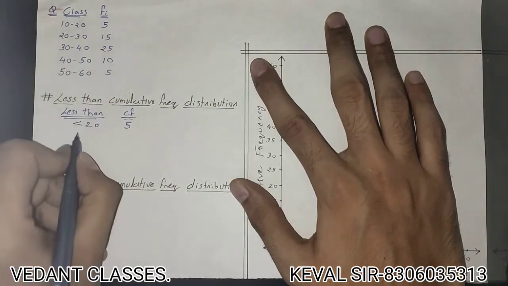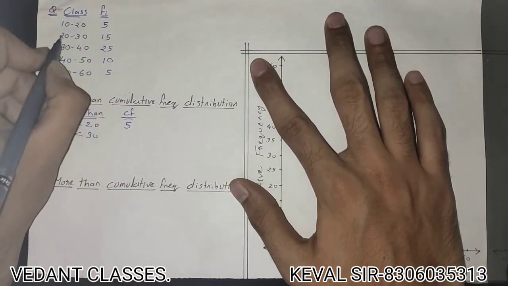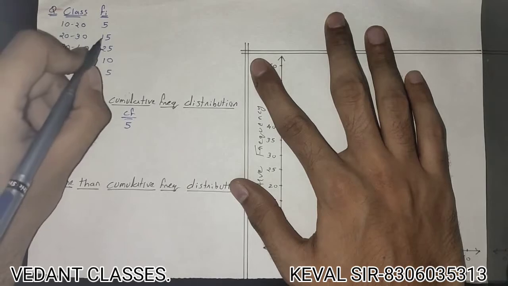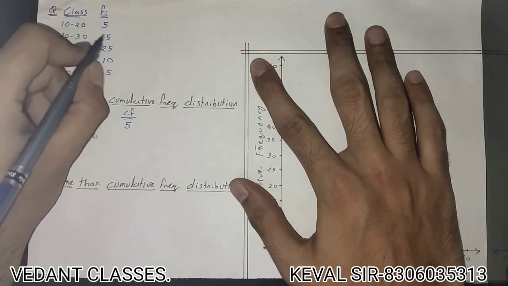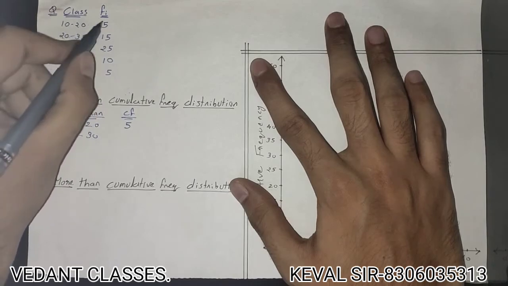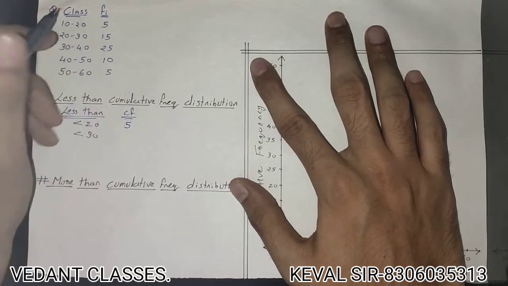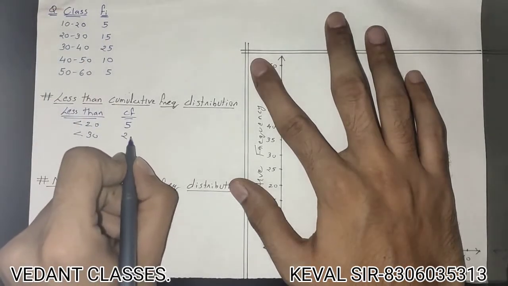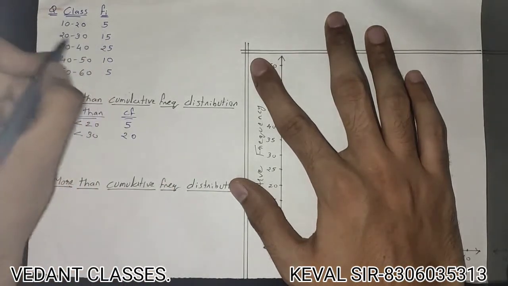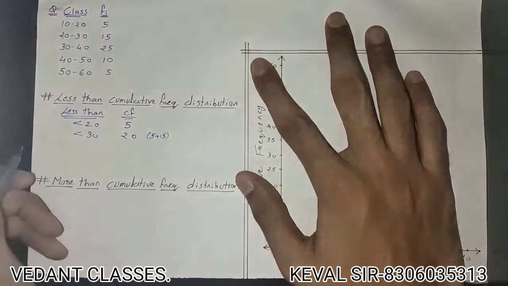Now you need to consider the value less than 30. In the class 20 to 30, the frequency is 15, let's say there are 15 students. In 10 to 20 there are 5 students, so it means that below 30 there are a total of 20 students. So it will be like this, 15 plus 5, 20.